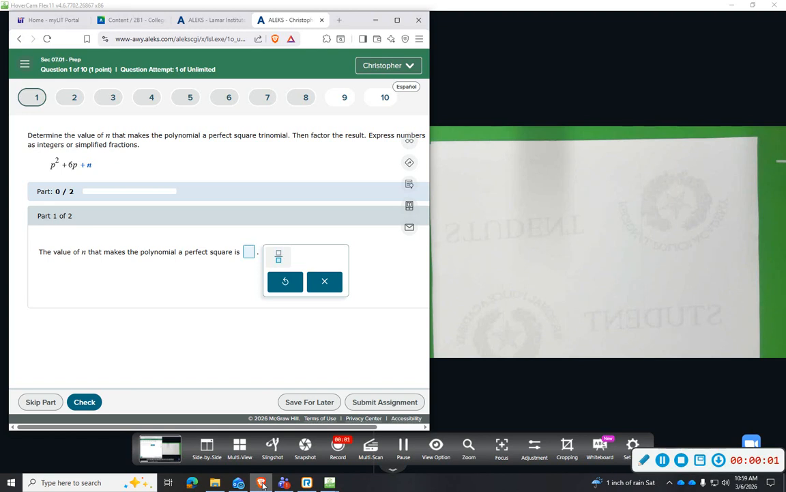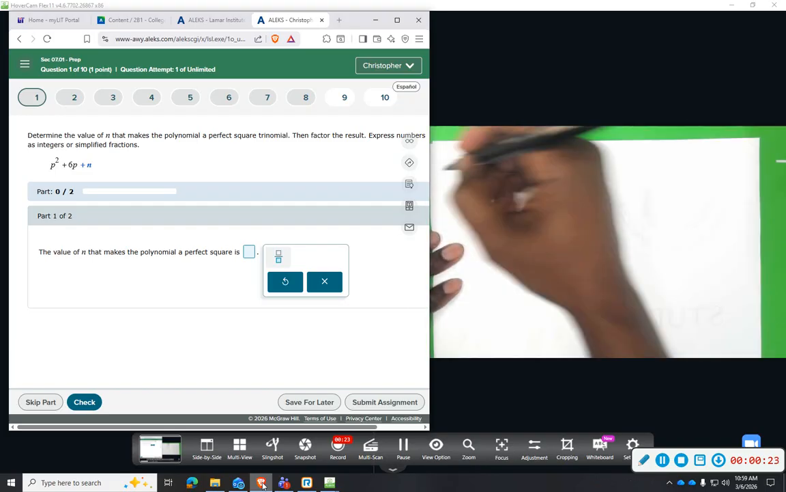All right, today we're going to be looking at 7-1 prep. We're getting ready for quadratic equations, and problem 1 wants us to do two parts. The first is to identify the value of n that makes a polynomial a perfect square, and then it says factor the result. So I'm going to go ahead and just show you both parts here.